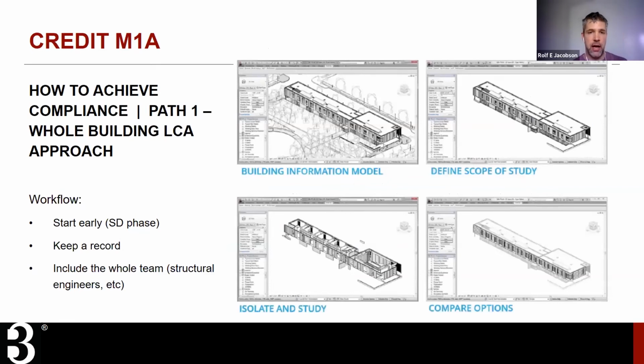Okay, so how do you actually achieve those kinds of things in the field or in practice? You have to have a pretty well thought out workflow, and it really comes back to starting as early as possible. Start in the schematic design phase, keeping a record of the changes as you go and including the whole design team. So you've got to have structural engineers on board if you're trying to change from site cast to precast or a different frame, like a steel or even a wood frame building. That's got to be under discussion with the structural team very early on.